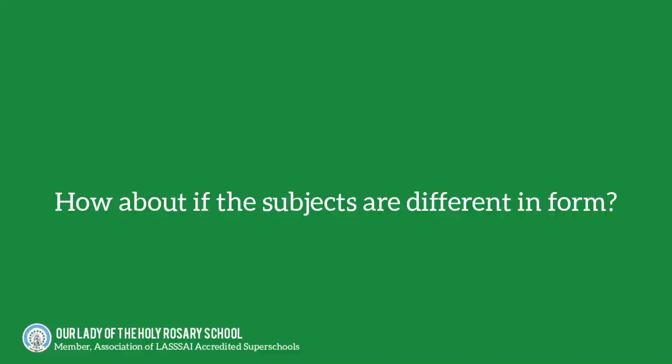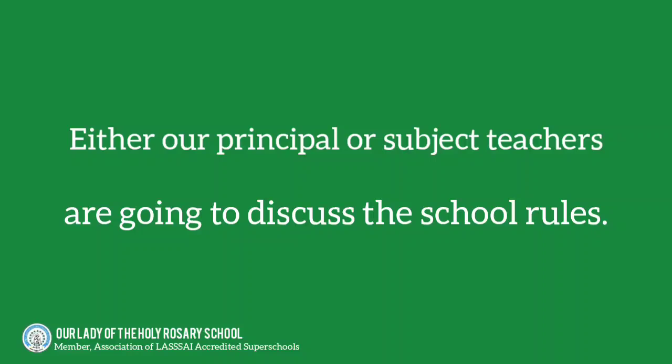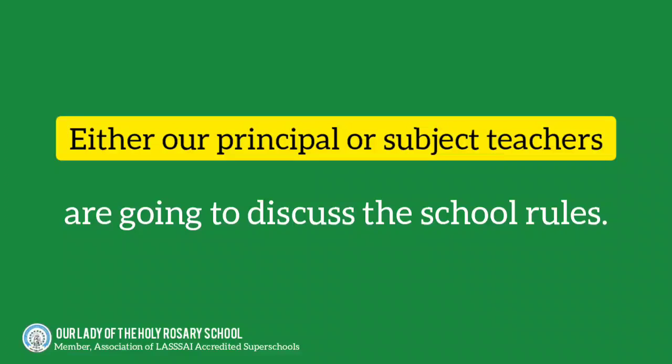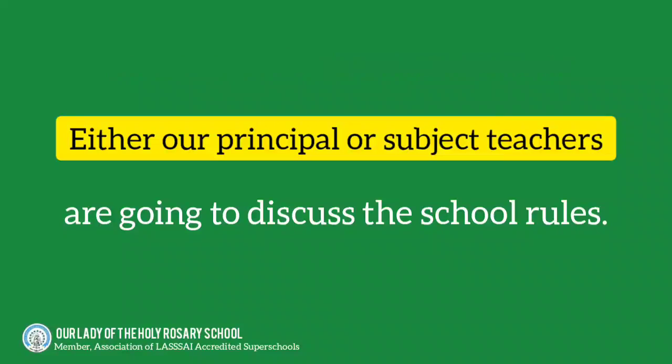How about in cases wherein the subjects connected by correlative conjunctions are different in form? For example, either our principal or subject teachers are going to discuss the school rules. Here, one noun is singular in form, while the other is plural. In this case, the noun closest to the verb will be considered the subject. So in this sentence, subject teachers is the noun closest to the verb. Notice that it is in the plural form, this means the verb must also be plural.